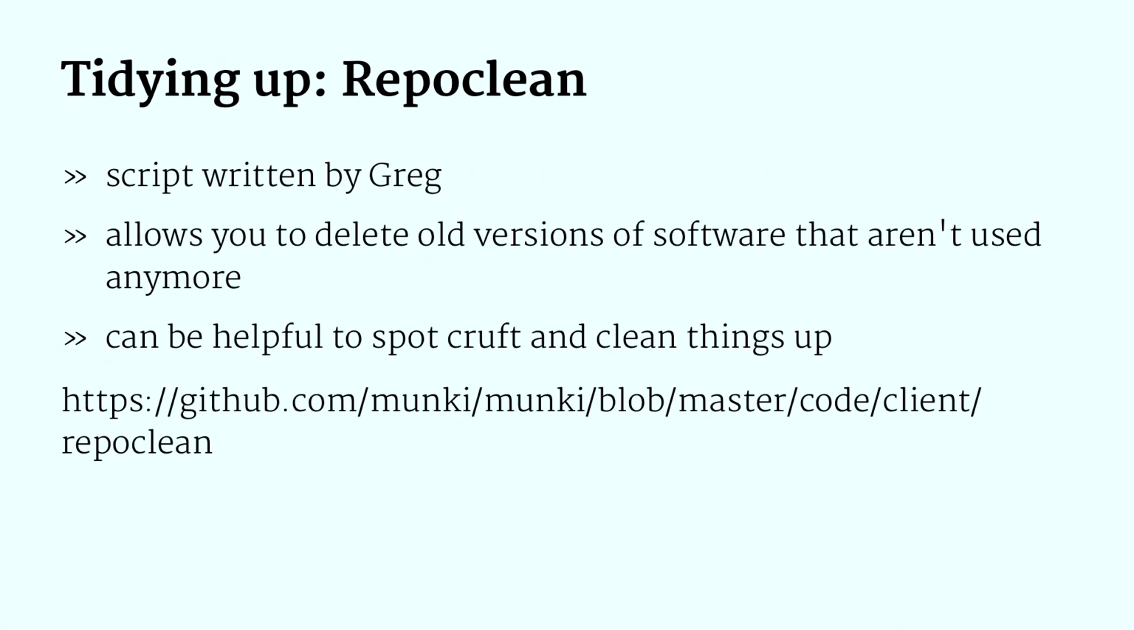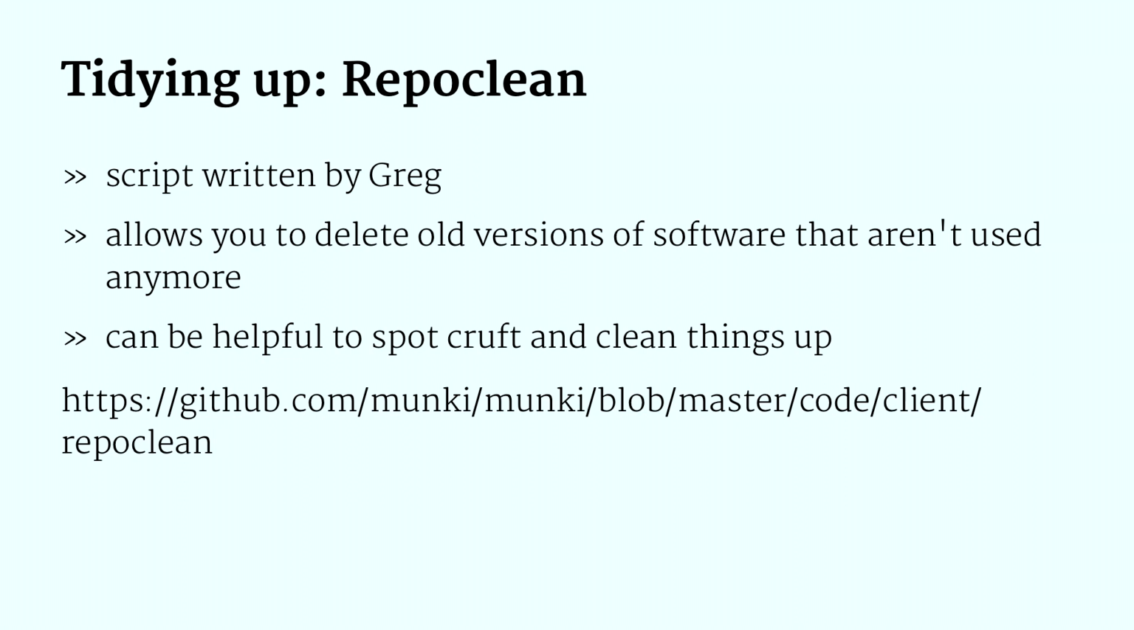Tidying up: repoclean. This is a script written by Greg, who's the primary author of Munki, and it allows you to go through and automatically delete old versions of stuff. So you can say, all right, I've got 17 gajillion versions of everything, I just want to keep the newest 2 or 3. This script will go through, look at your catalogs, and say, you don't need Office 2008 or 2011 in here because you've got 2016.